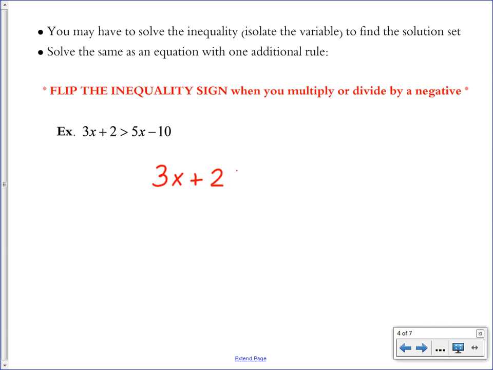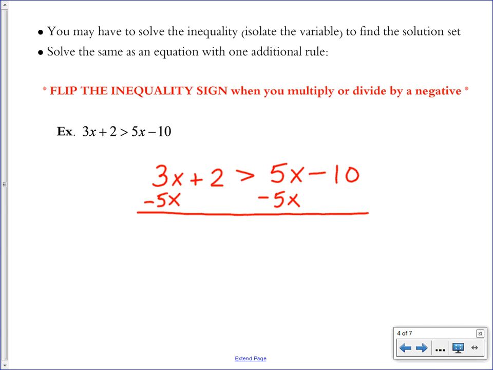Take the inequality, get x to one side. I'm going to subtract 5x to illustrate this point about the negatives. So 5x minus 5x is 0. 3x minus 5x is negative 2x.